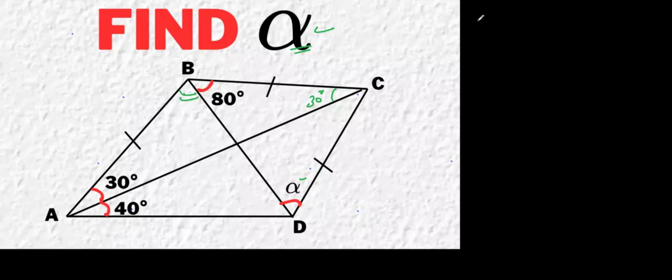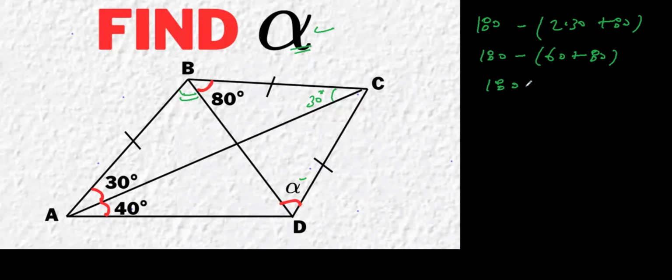So that means 180 degrees minus 2 times 30 plus 80. It would be 180 minus 60 plus 80. 180 minus 140, it will be 40 degrees. So this is 40 degrees.